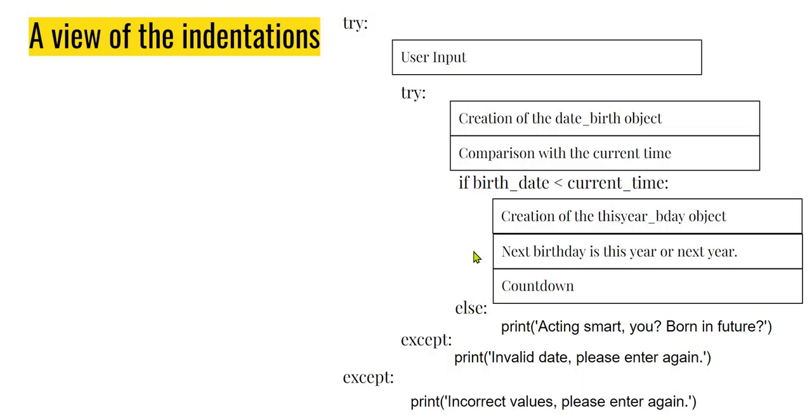Before we wrap this up, let's just briefly look at the indentations again because that provides a clear picture. What we are doing really is that we had those try statements earlier. Now I've just brought the comparison to the current time earlier, and I say, okay, look, if the birth date is less than the current time, it means everything is valid. I do all of this, including the countdown. Else, I just say acting smart. Were you born in the future?